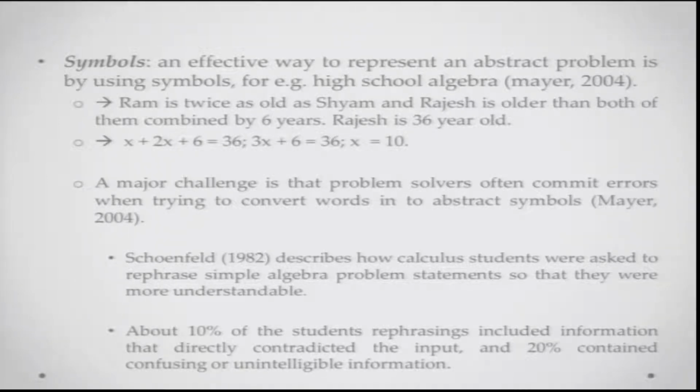The problem in eventually solving them is that a lot of times people make errors in translating the words to equations. Schoenfeld showed this in 1982. He was describing how calculus students, when asked to rephrase simple algebraic problem statements to make them more understandable, produced rephrasings in which about 10% included information that directly contradicted the input. So when they rephrased the problems, they meant the opposite of the original. And 20% of the rephrasings included really confusing or unintelligible information.